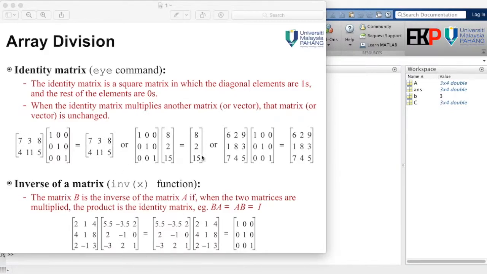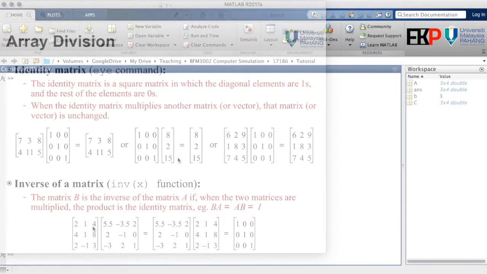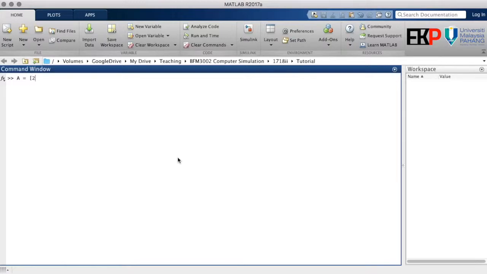The next is the inverse function. The matrix B is the inverse of matrix A if the two matrices are multiplied and the product is the identity matrix. So if we multiply matrix A with its inverse, we will get an identity matrix. The function to create an inverse matrix is the INV function. Let's take a look at an example. Let's say we have a matrix A. This is a 3 by 3 matrix. To create an inverse of matrix A, let's say we name this B. So B is equal to INV of A.